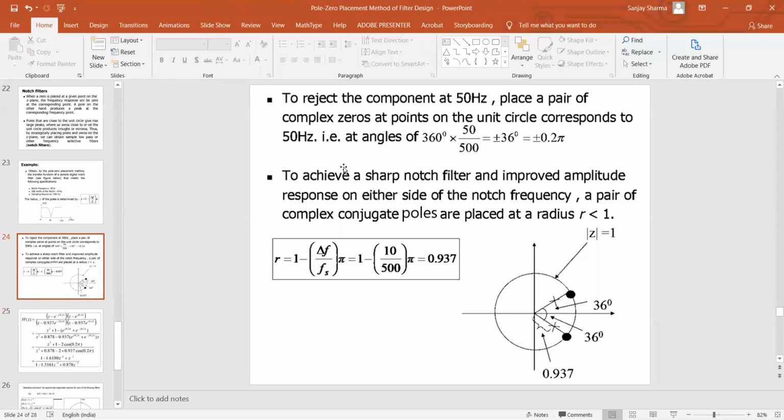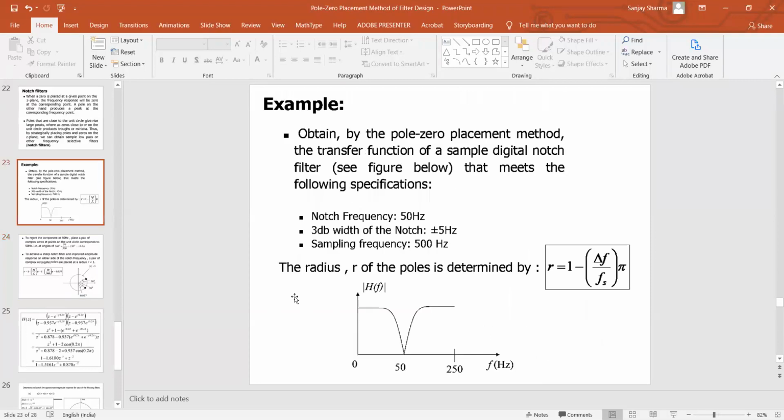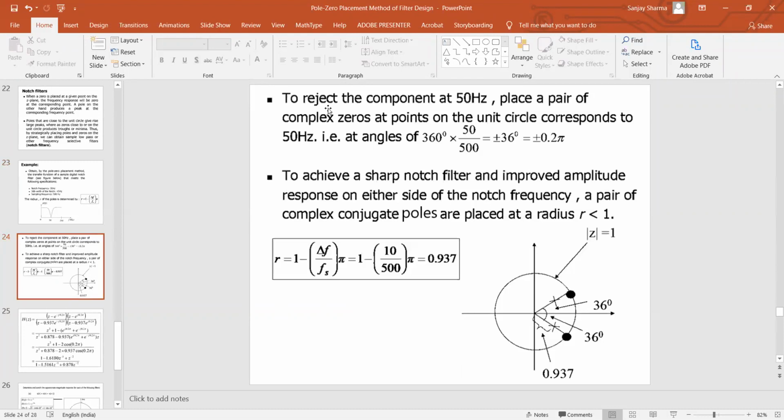Now, to reject the component at 50 Hertz, we place a pair of complex zeros. Why complex zeros? Because the transfer function should go to 0, so that we are able to reject this frequency. To reject the 50 Hertz component, place a pair of complex zeros at points on the unit circle corresponding to 50 Hertz. Now, what are those points?